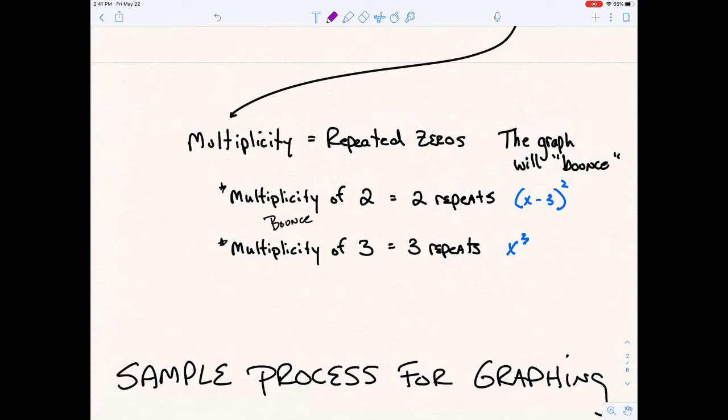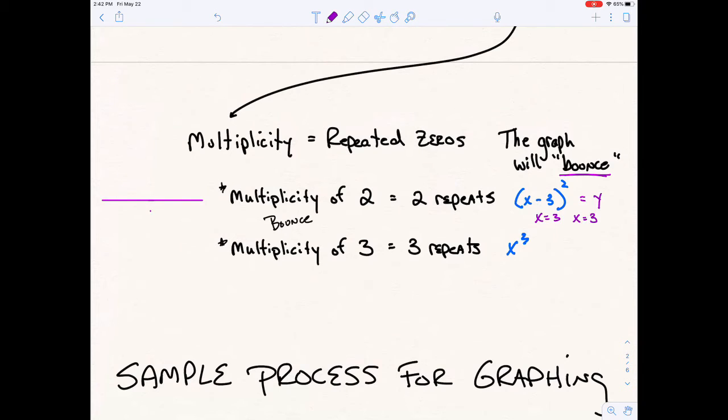Now, a multiplicity, you might recall, is just a repeated 0, and you could have more than one repeated 0. You could have 2 or 3 or more repeated values. If you have 2, the graph will be said to bounce. Now, I have an example here. Let's imagine that we have a factored form of something. Maybe we had y equals, and we factored the x side, and we got x minus 3 quantity squared. That means that x is 3 twice, right? Twice because there's 2 of them. That means that the graph is going to bounce off of x is 3.